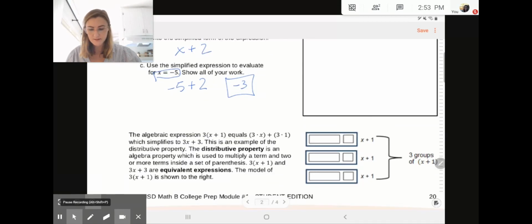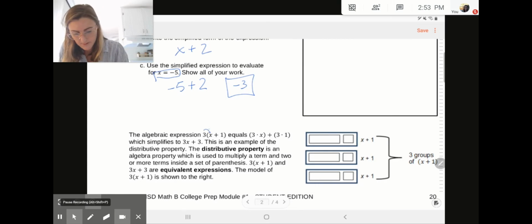So this last part down here says the algebraic expression 3 times x plus 1 equals 3 times x plus 3 times 1, because we would distribute this to both terms. That simplifies to 3x plus 3. This is an example of the distributive property. The distributive property is an algebra property which is used to multiply a term and two or more terms inside a set of parentheses. 3 times x plus 1 and 3x plus 3 are equivalent expressions.